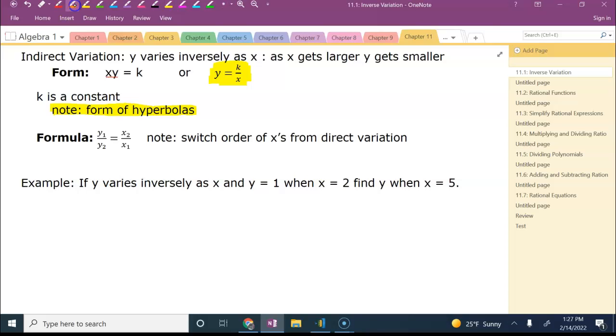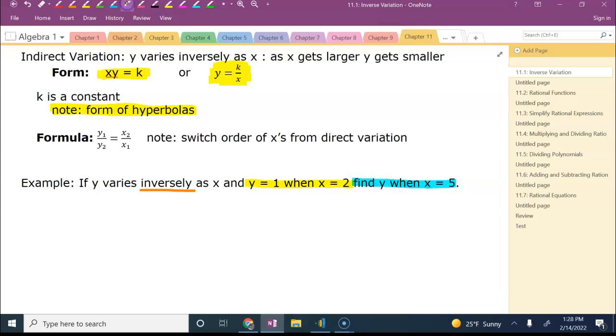So they're going to use that word inversely in your problems to tell you that you're doing an indirect variation instead. Again, you can split this into two parts. So y equals 1 when x equals 2. That's the first piece that you're going to use to help you find your constant. And then you can go on and find y when x equals 5. So you can really use either equation up here, the y equals k over x, or if you're better at doing this one, especially when you're trying to find your constant at first, maybe use that x times y equals k.